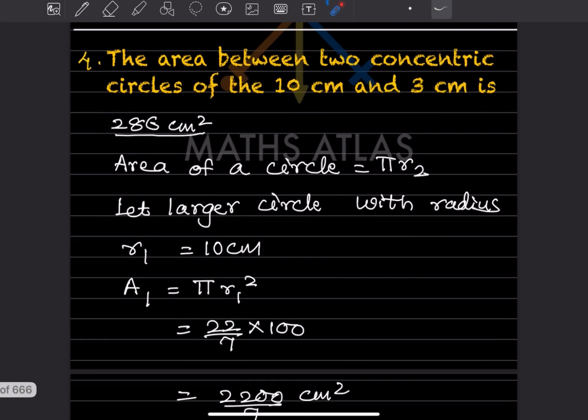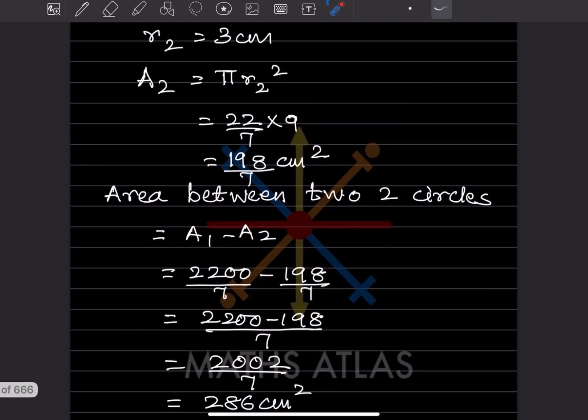So you will write in this blank, that will be 286 centimeter square. So now, did you see here? Even when it was filling the blanks, we have to do such a long way. Otherwise, we cannot get the direct answer.